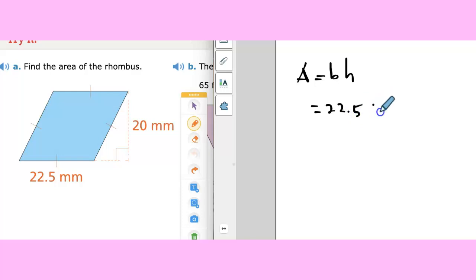millimeters times 20. Using your calculator or your long multiplication, we get 450. You just multiply them and that's it. Our unit is millimeter, and since it's area, we always say it's a square unit. Here we go.